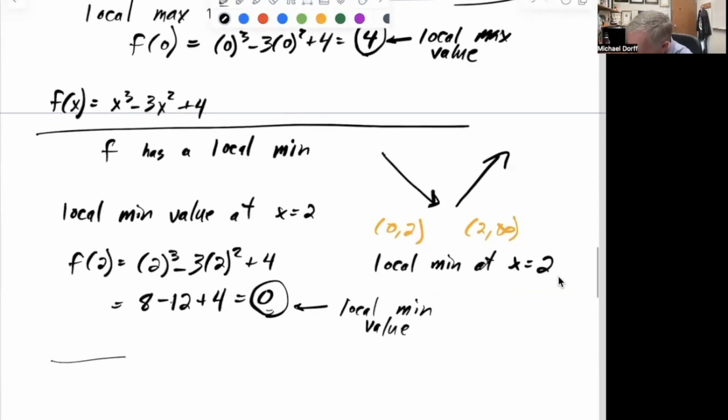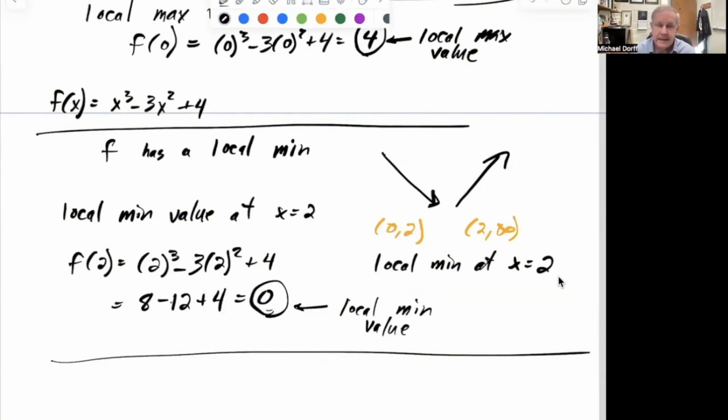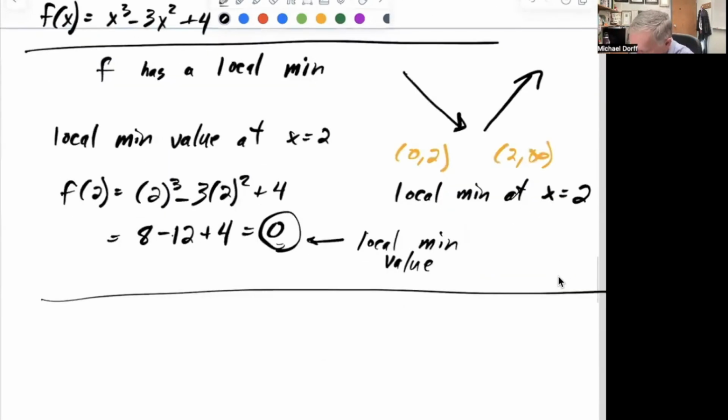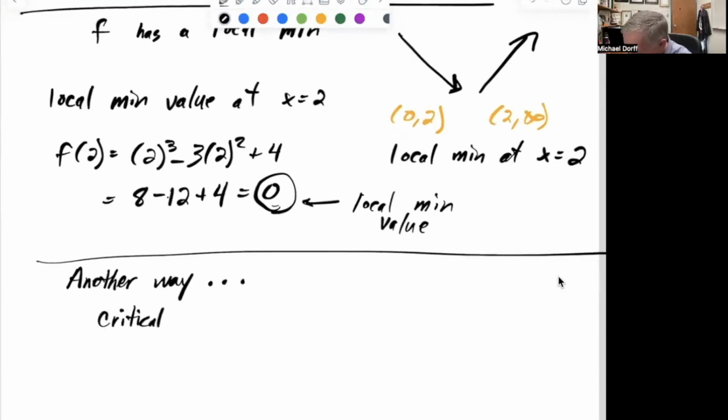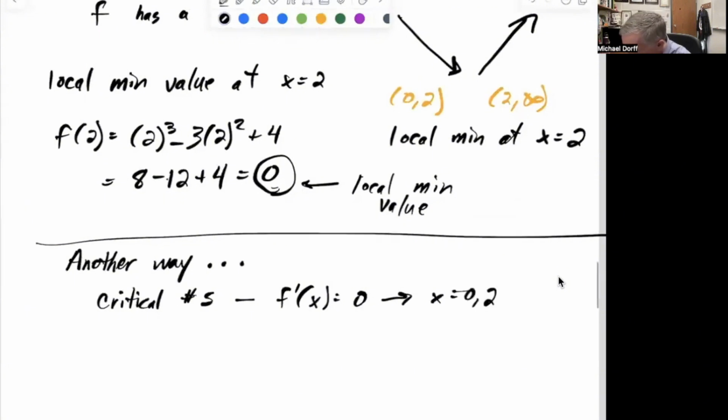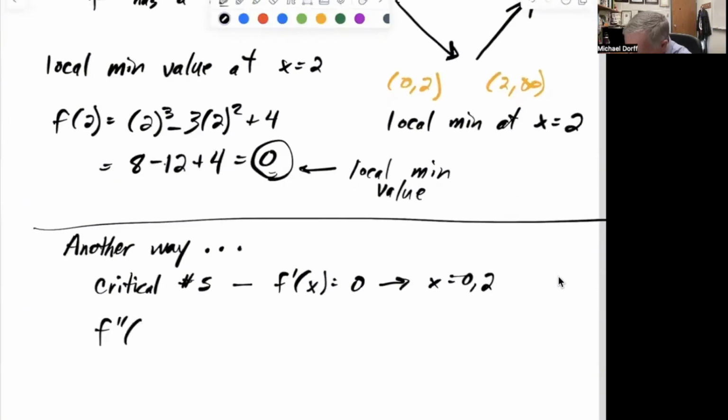Okay. We could solve this another way. We could find the critical numbers, which were 0 and 2, and then take the second derivative and evaluate it at those critical numbers. Let's just do that, just another way. Okay, we know the critical numbers. We did that earlier. The derivative equals 0 at x equals 0 and 2. And then we look at the second derivative. We haven't done that yet.